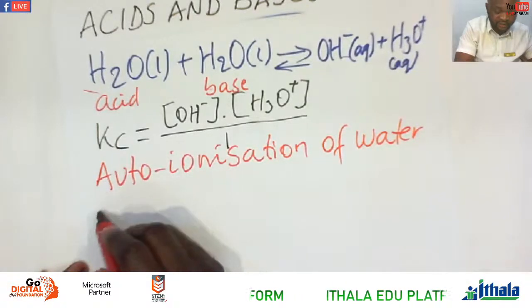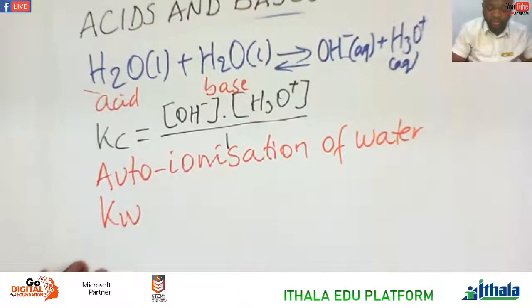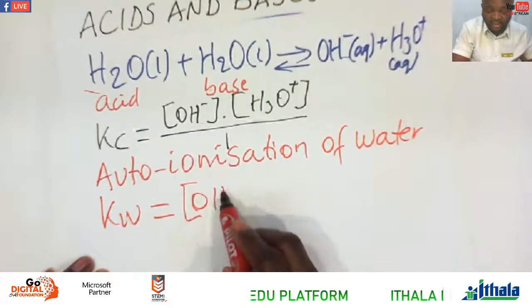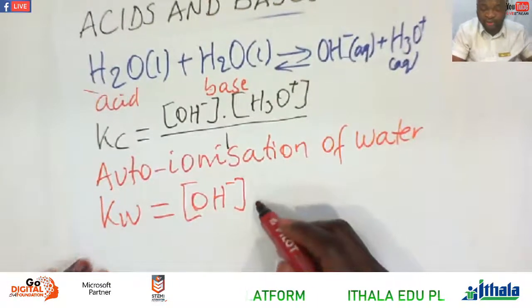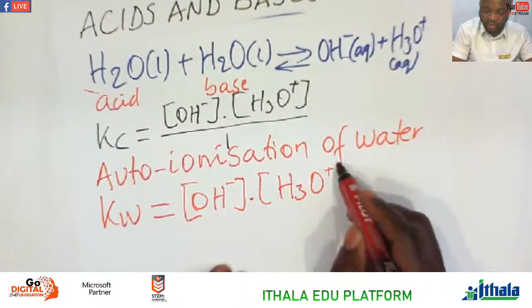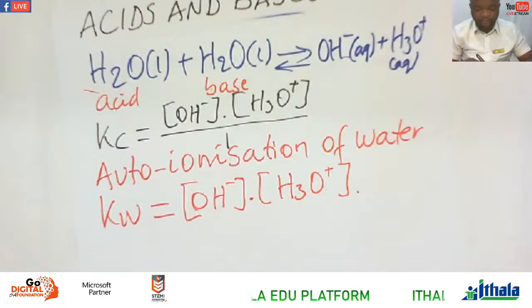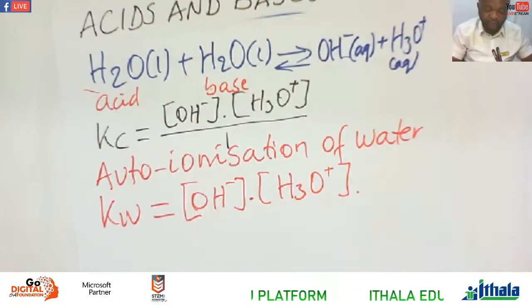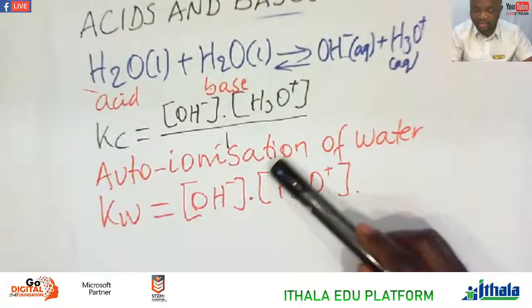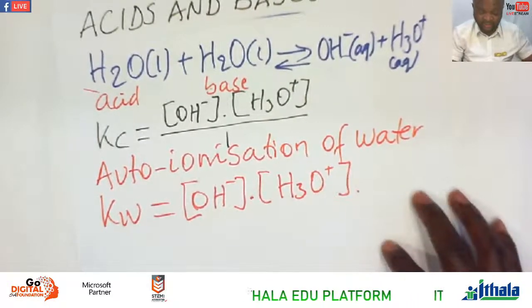This Kc we call Kw. So we see that Kw is simply what? A product: the concentration of OH minus times the concentration of H3O plus. We must remember that OH minus tells us about the base and H3O plus tells us about the acid.